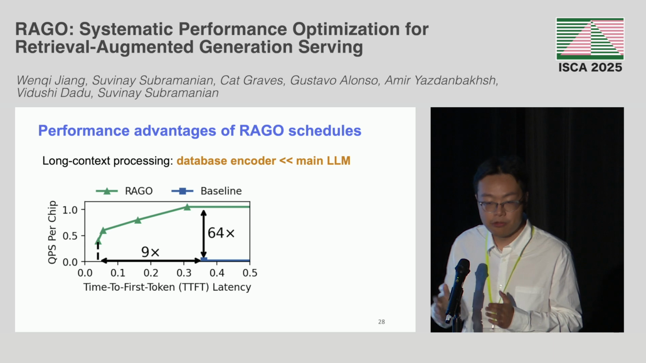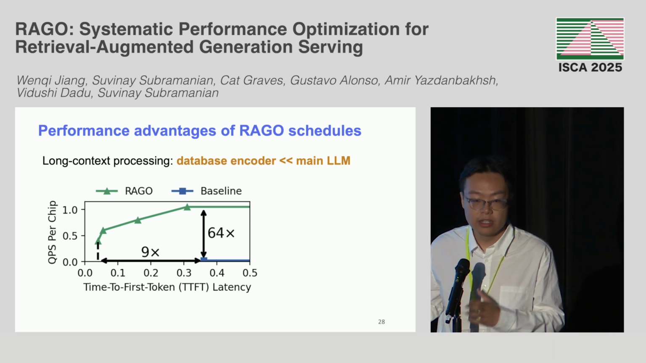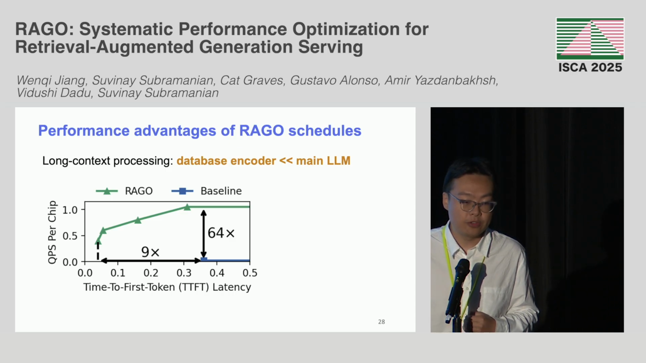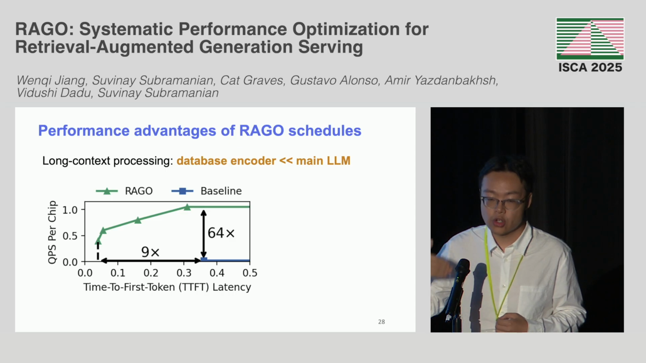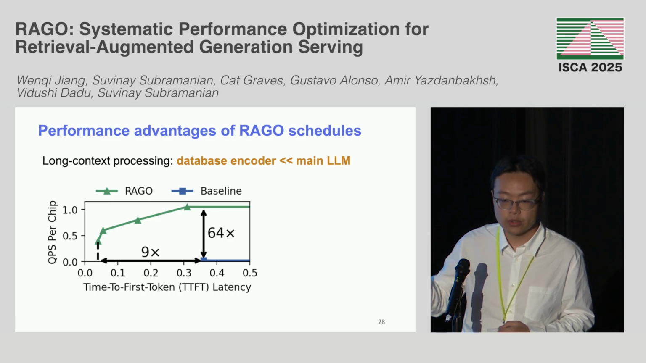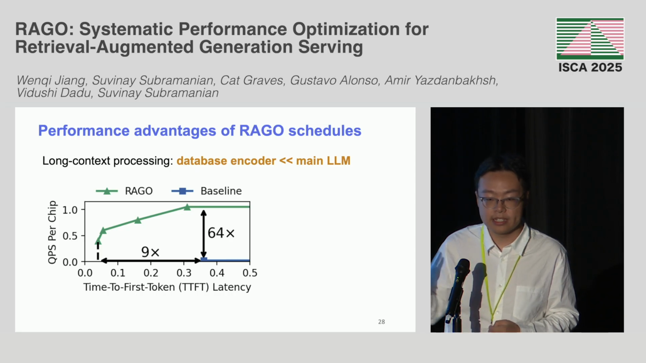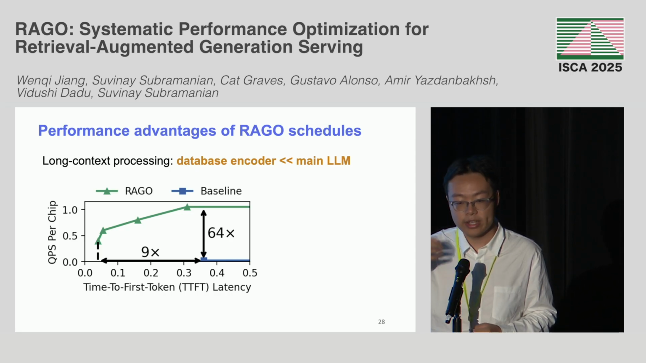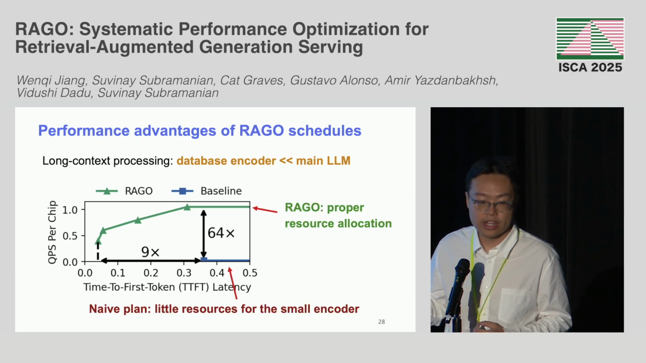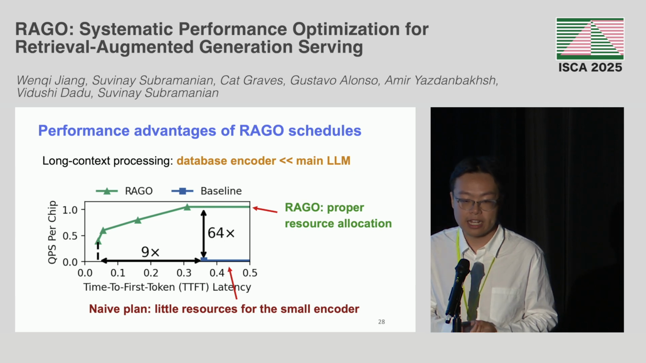Now let me show you some performance results on the second RAG case study, where we have user-uploaded long documents. Here, the x-axis shows the time to first token latency, and the y-axis shows the throughput. Each curve represents a single resource allocation strategy, and the different points on a single curve represent different batching policies that control the trade-off between latency and throughput. As you can see here, for different resource allocation plans, the throughput can vary by up to 64 times.